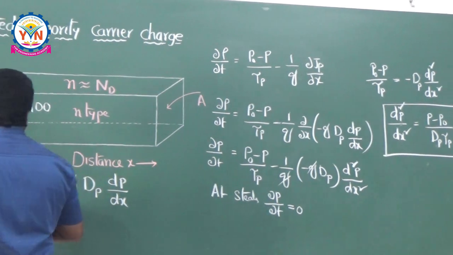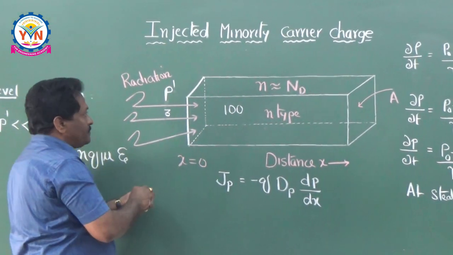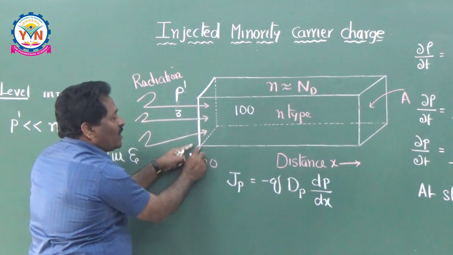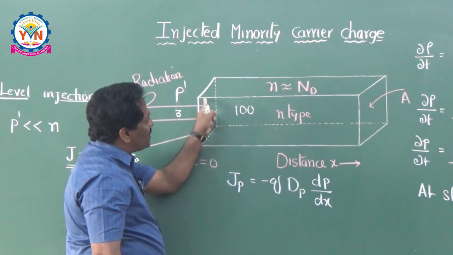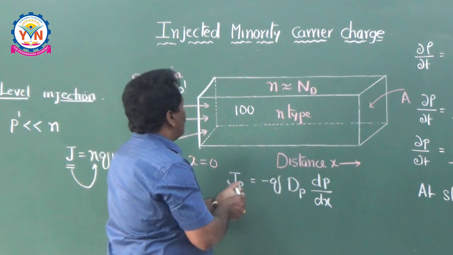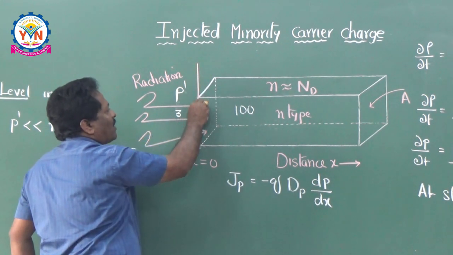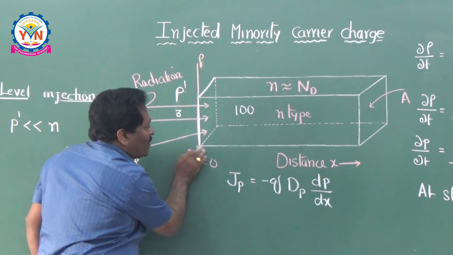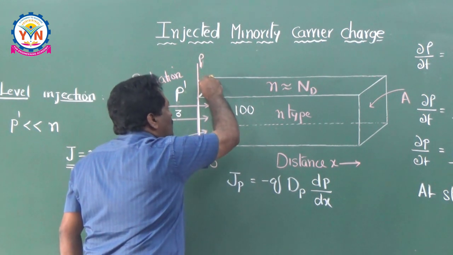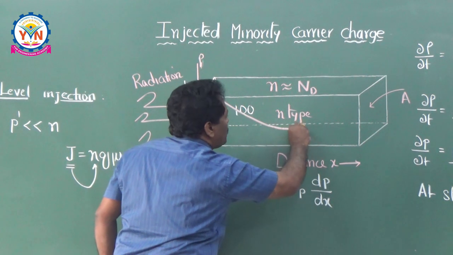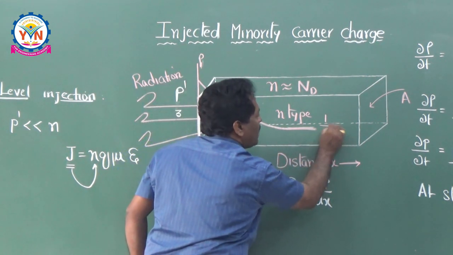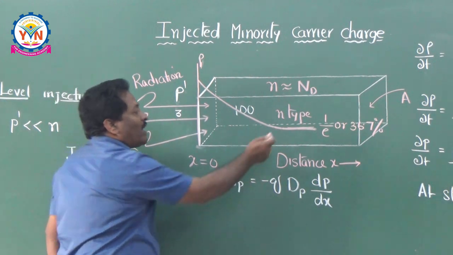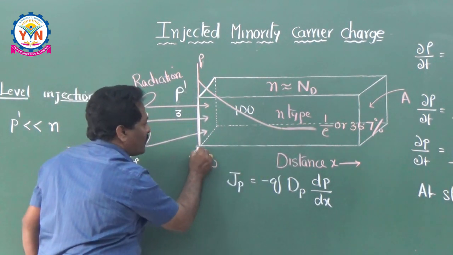Diffusion length means, very simple, if you are taking the semiconductor bar here and at x is equal to 0, the injected holes will be more. Whenever you are traveling through a semiconductor bar, the hole concentration goes on decreasing exponentially like this. At x is equal to 0, the hole concentration is P. And as you travel through the bar, it goes on decreasing, and at a particular point its value will be equal to 1 by e, or 36.7% of its initial value. And the distance you have traveled to get this value is called your diffusion length.